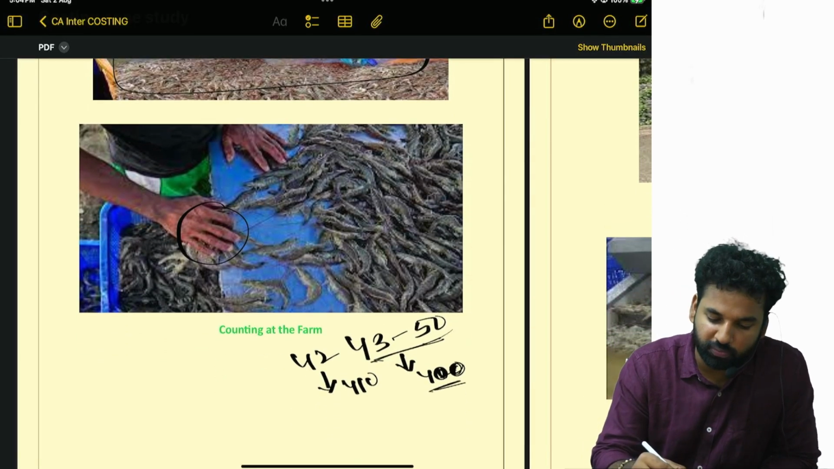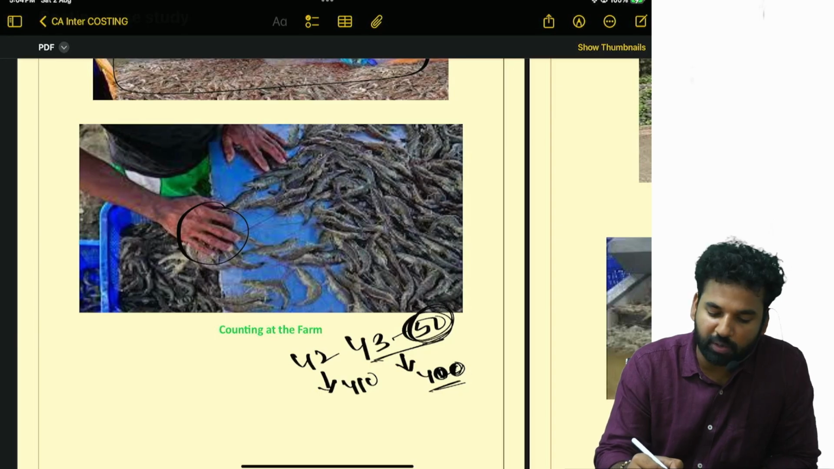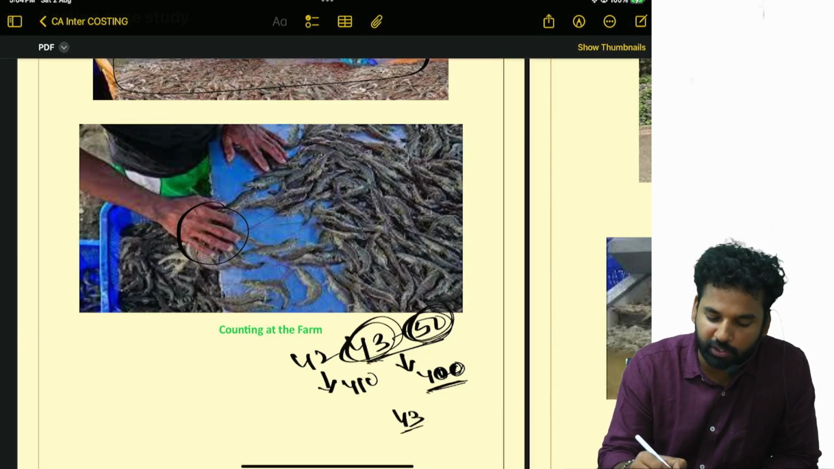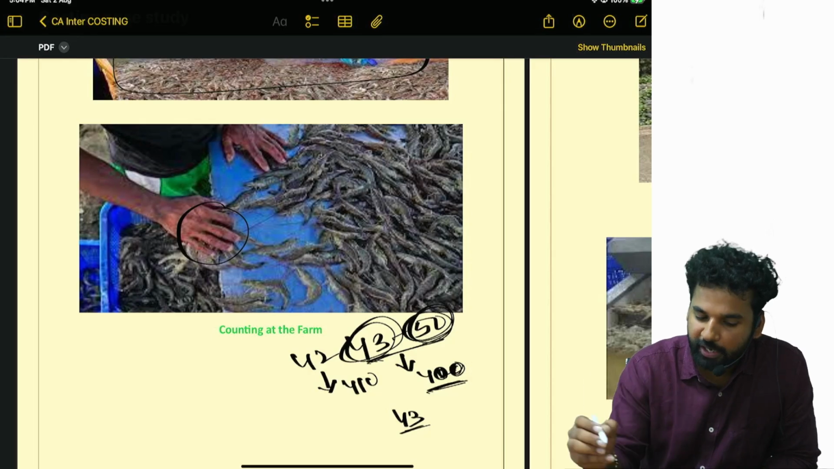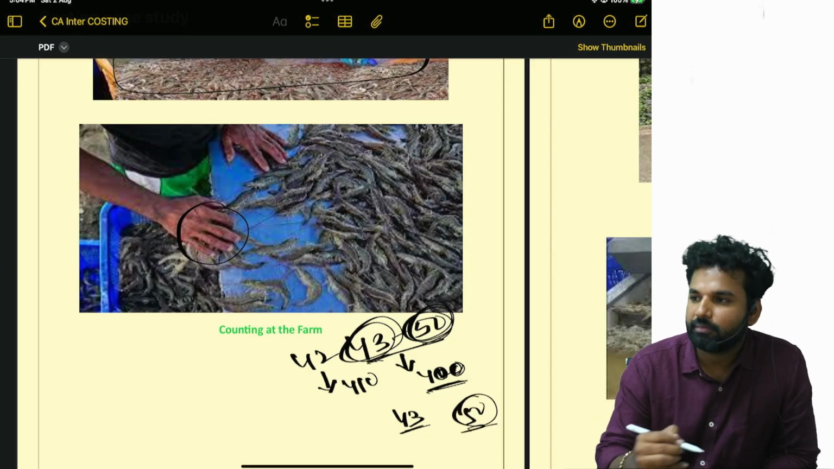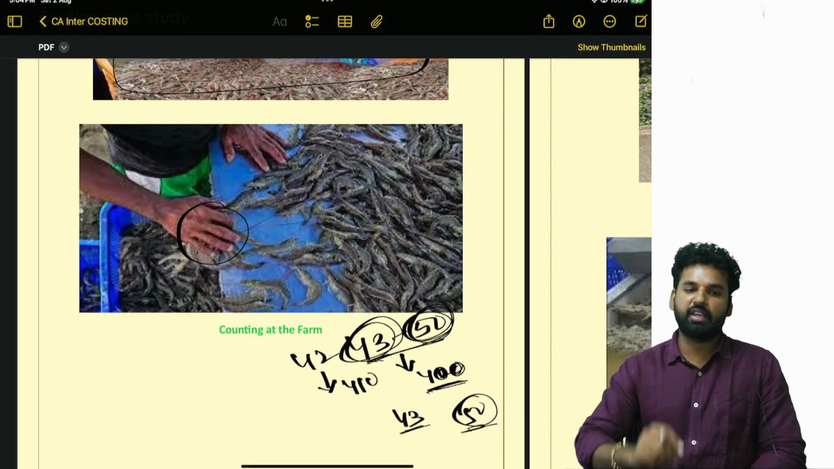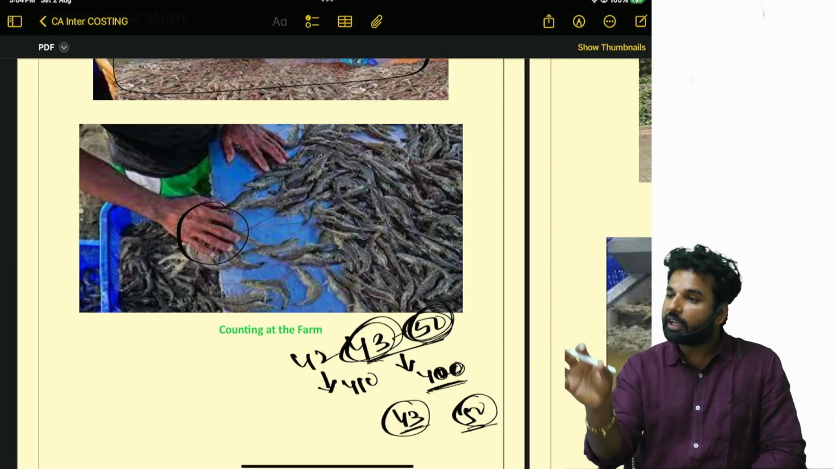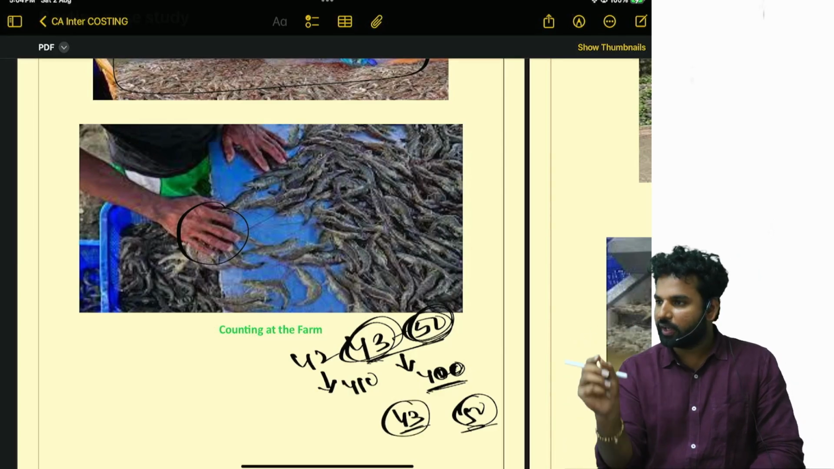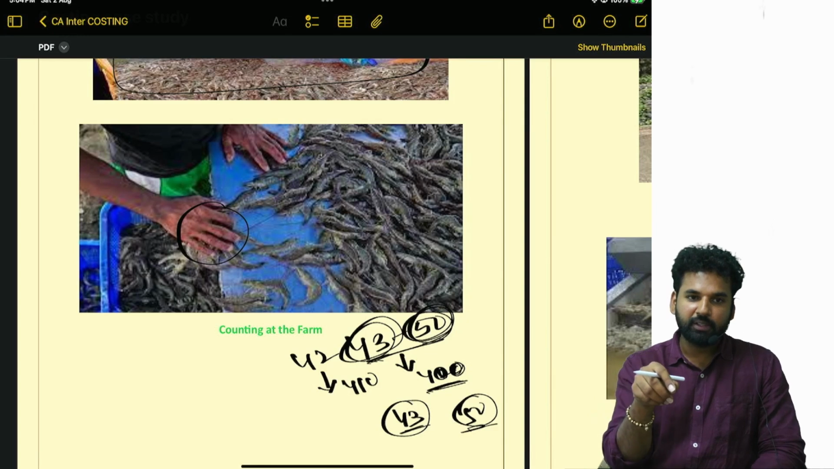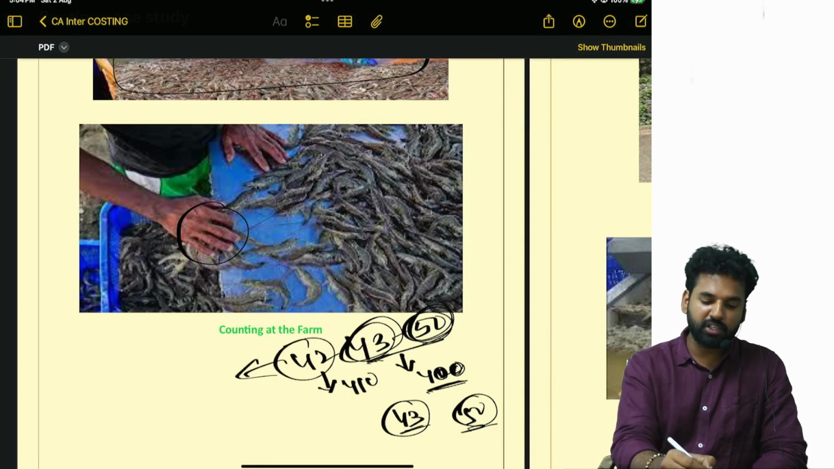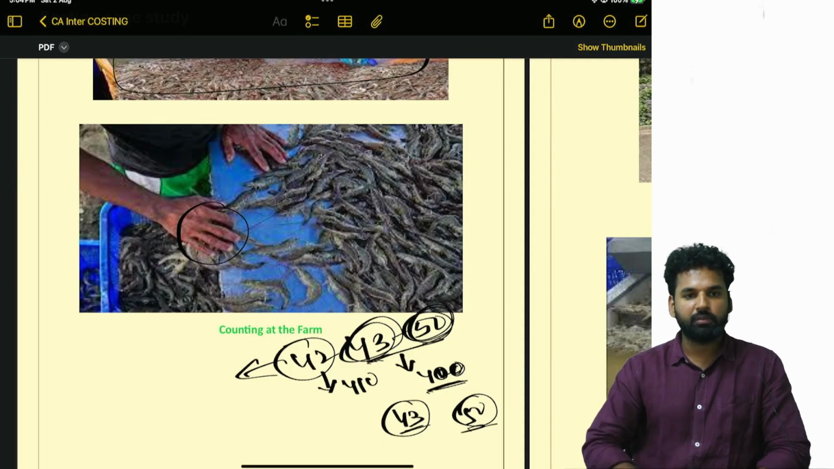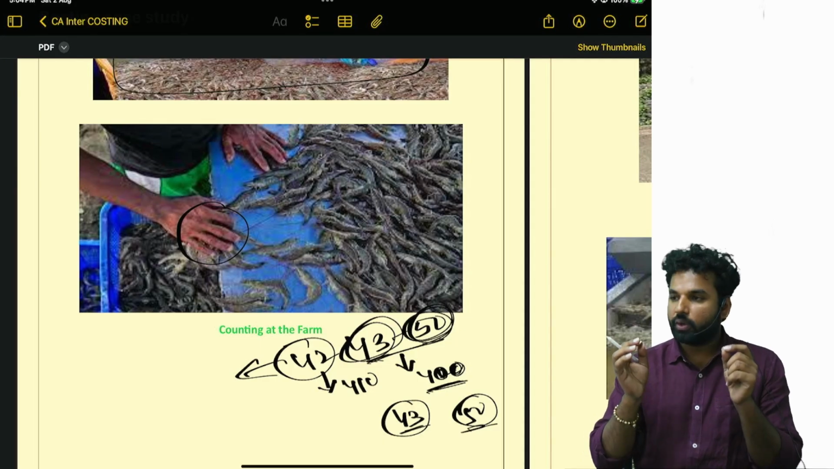So if the count is 50, the farmer still gets the 43 rate. If the count is 43, the farmer will still get the 50 rate. So likewise you have to exercise skill. When you have purchased 43 now, if you are skilled, you can get an output equal to 42. That means you are having an advantage of 10 rupees. So likewise we have to exercise the skill.